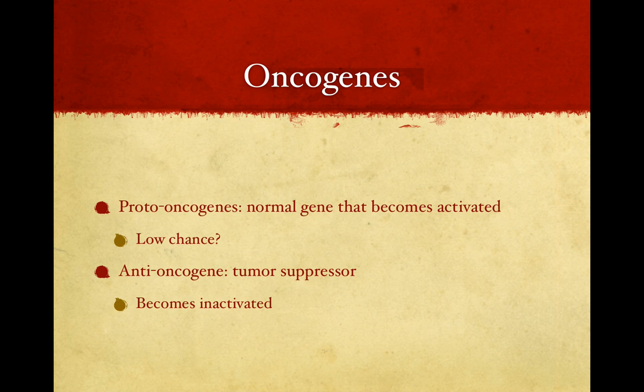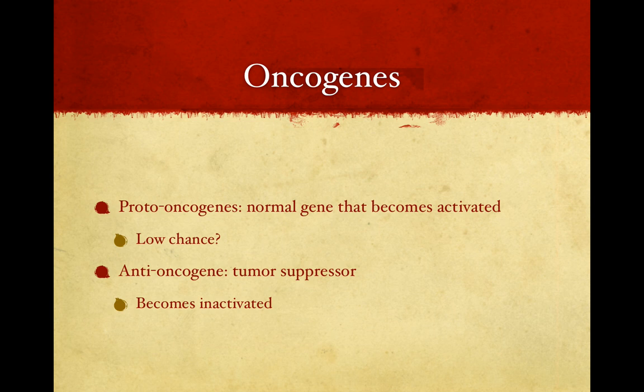So these anti-oncogenes, on the other hand, they become inactivated. And the reason why I put the bullet point of low chance for proto-oncogenes is that proto-oncogenes, since they're used normally, you need to have essentially 2 bad copies of them. If you have, let's say, a recessive disorder, you have 2 copies of a gene, one from mom, one from dad. Both of them have to be damaged in order for the cancer to occur. Because if only you have one of them, then the dominant one can keep working.